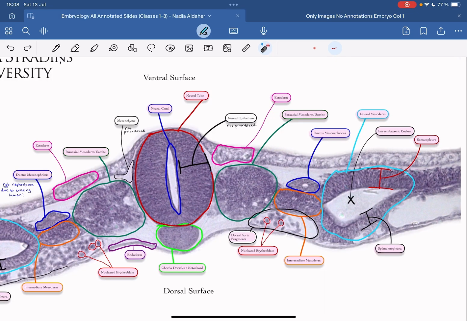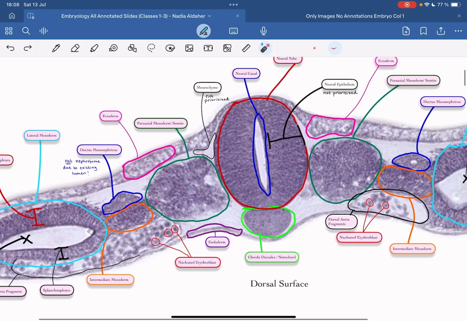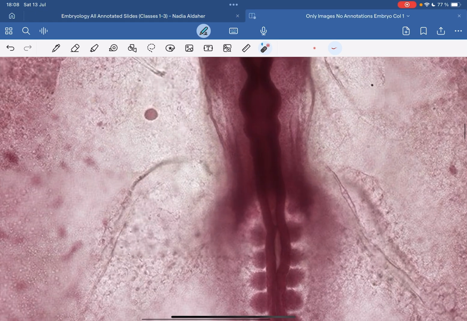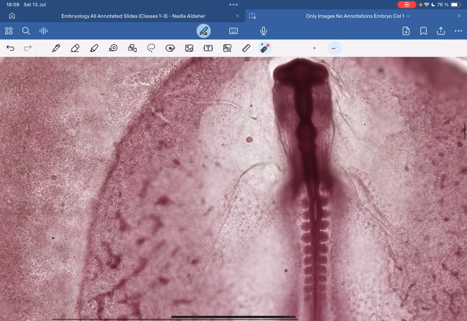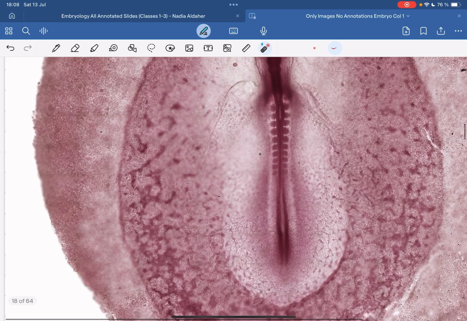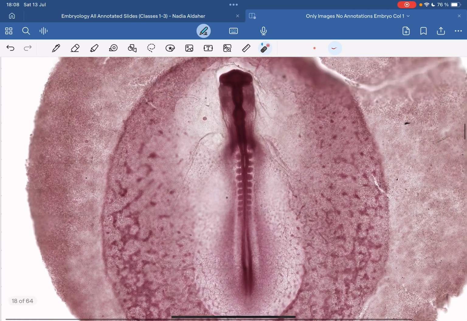Again, if we remember what this looked like, the notochord was underneath the neural tube, and here we can see the neural tube, we can see the canal, and maybe underneath that we can see some semblance of a notochord. But again, because it's from above, it's harder to see.